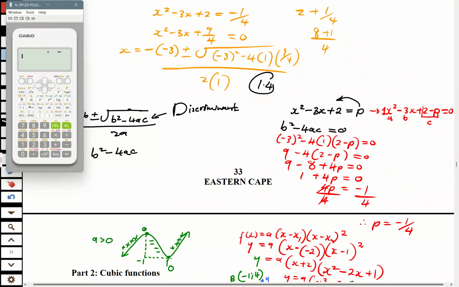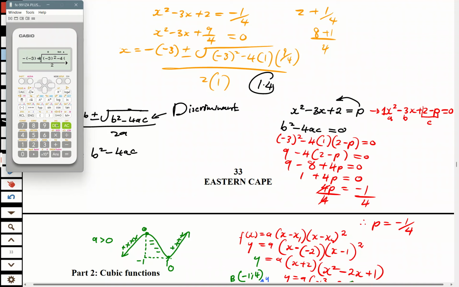So this is going to be what? This is going to be negative into negative 3 plus the square root of negative 3 squared minus 4a into 9, all over 4, and then 2. So the answer is simply what? 3 over 2. Let's check the negative one.